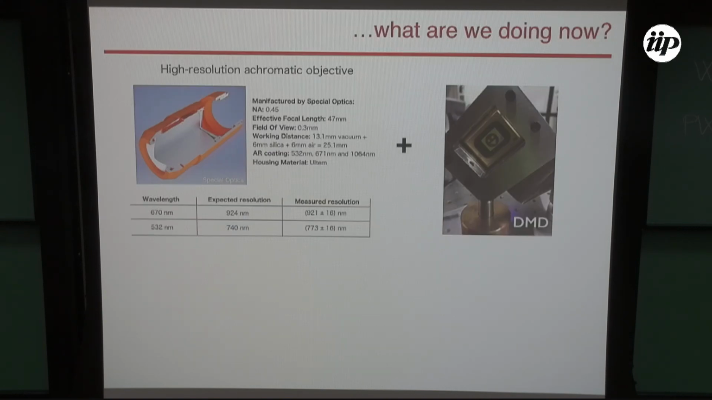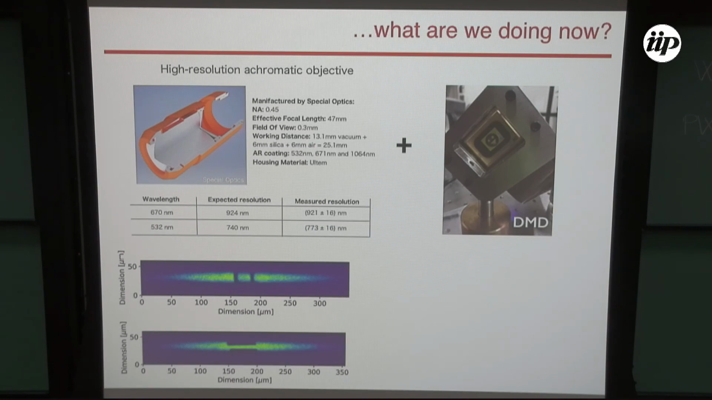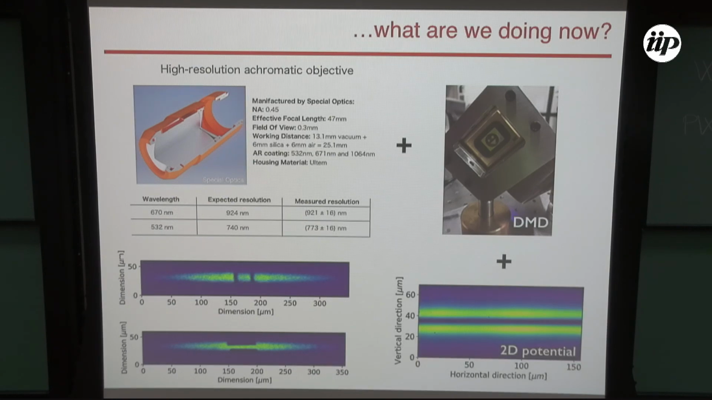What are we doing now? In the last months, we finally installed a high-resolution achromatic objective. These are the numbers, so we can arrive at something like less than 1 micron at 670, around 700 nanometers. We have our happy DMD, and now we are able to imprint sharp potentials, which can also be disorder, on our cloud. And finally, we have also almost installed the TEM01 to create a 2D system. So this is more or less what we are going to do. We are going to study transport in 2D with and without disorder in some geometry that we are arranging.